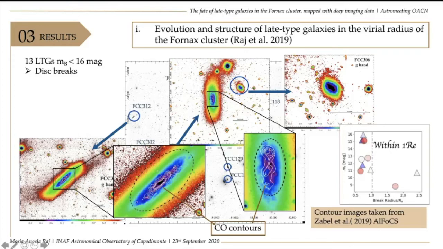The colors here, blue and red, indicate the outer disk minus the inner disk. Blue would mean that the outer disks are bluer, and red the contrary. Here we find that the break radius of these galaxies, for 80% of the sample, is located within one effective radius.